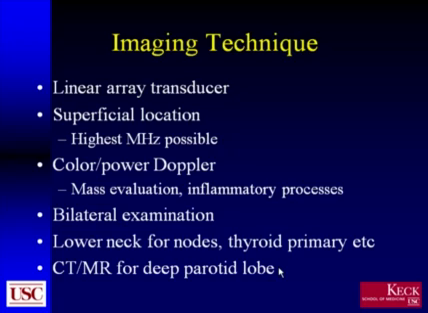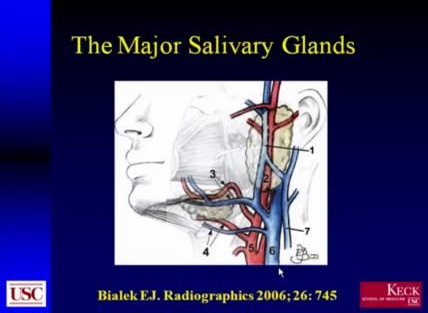It's also a good idea to scan somewhat lower in the neck for lymph nodes, and in patients predominantly with submandibular disease, looking for a thyroid primary may be important as well, in that it may rarely be metastatic to the submandibular gland area. Remember also that particularly the deep lobe of the parotid glands lie behind the mandible and will often require CT and MR for adequate imaging.